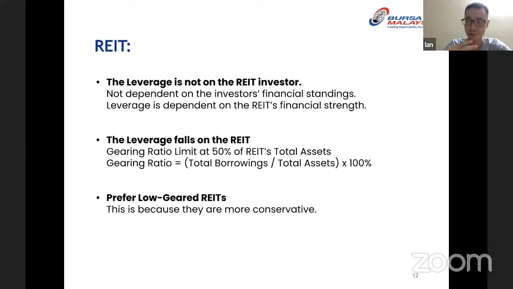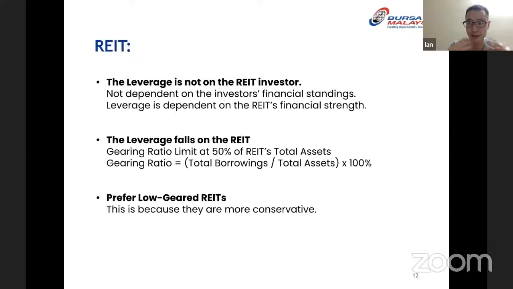So today, whether or not I'm financially strong, it doesn't matter. You can be not so financially strong, it doesn't matter. Whether or not you're financially strong, you can buy a REIT. It's as simple as that. As long as you have some form of cash savings, you can start a REIT portfolio. This is because the leverage does not depend on the investor's financial standing. But in order to grow, a REIT must be financially strong. So the leverage will fall onto the REIT.